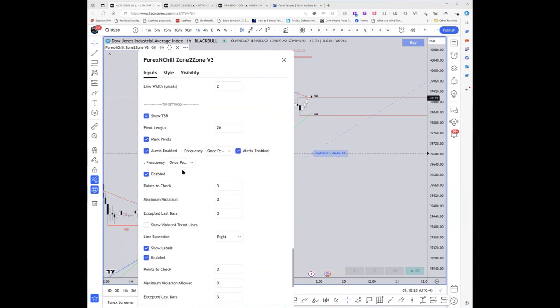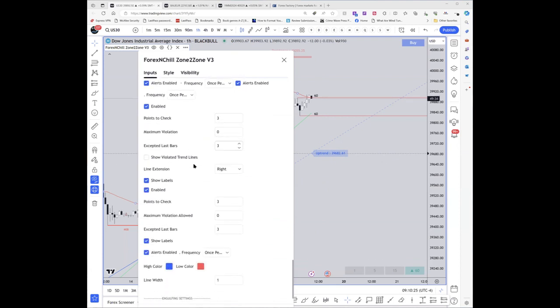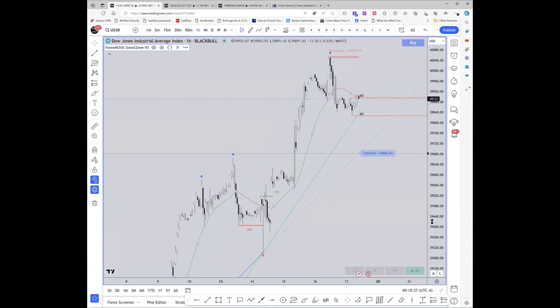Alerts enabled. Points to check. I leave all of this as is. You can show violated trend lines, and it will show you past trend lines that got violated. And I showed a few people how you could use those.